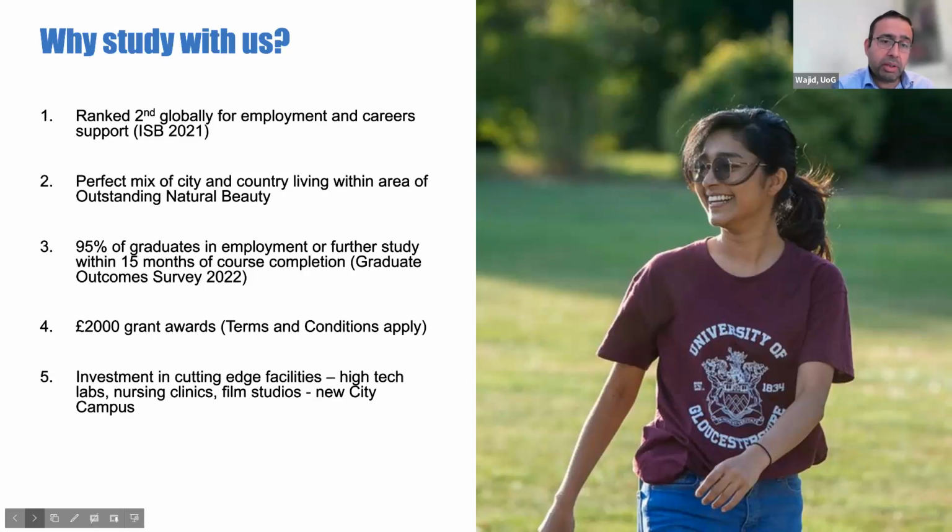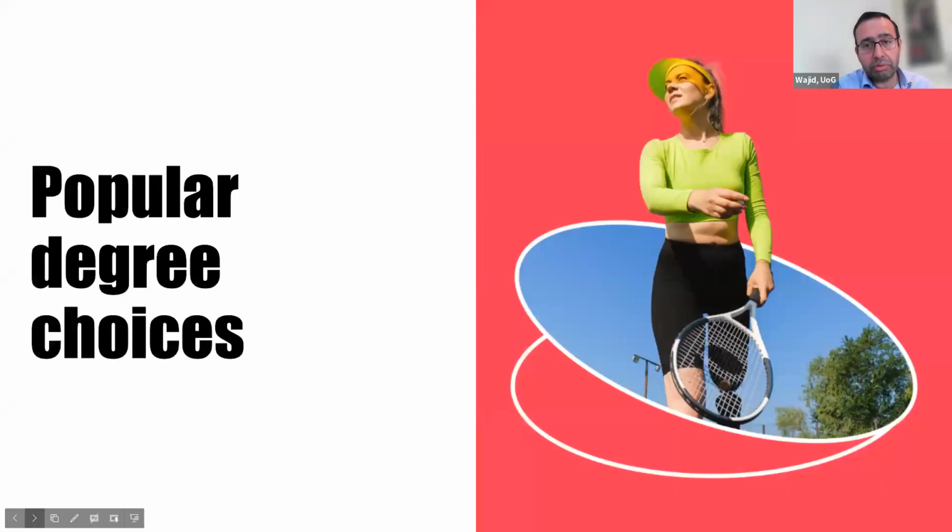We have a 95% graduate employability rate. Most of our graduates are in a job or in further studies within 15 months of completing their course. We are offering a £2,000 grant award, which is an automatic fee discount for everybody, which makes us very competitive on cost. We are also investing heavily in cutting-edge facilities, with high-tech labs, nursing clinics, film studios, and a new campus in Gloucester city centre. So these are the top 5 reasons to join us.